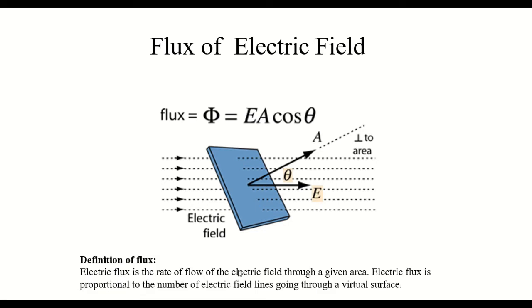Electric flux is the rate of flow of electric field through a given area. And you see there is another definition: electric flux is proportional to the number of electric field lines going through a virtual surface. Like you see a number of imaginary lines, here 6 imaginary lines. So electric flux can also be defined as the number of field lines going through a virtual surface.